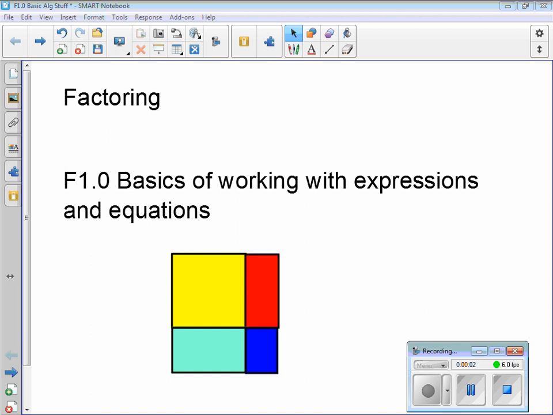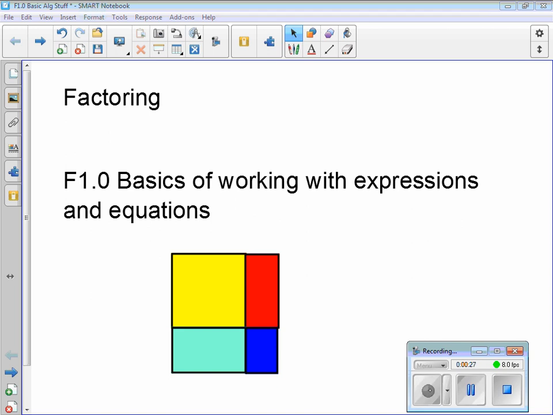Hey everybody, this is Mr. Munson, and we're looking at factoring is the basic idea that we're going to be doing. Today we're looking at factoring 1.0, if you will, the very first idea, basics of working with expressions and equations. Very simple stuff, just kind of setting the standard of what you need to know in order to move forward into the little bit more thought-provoking stuff of factoring.